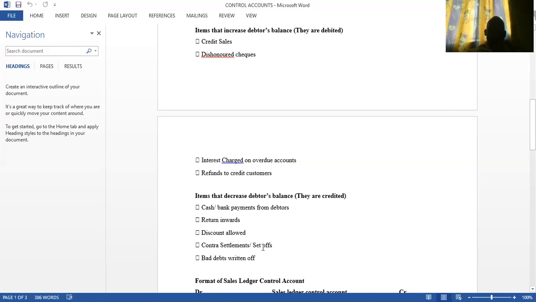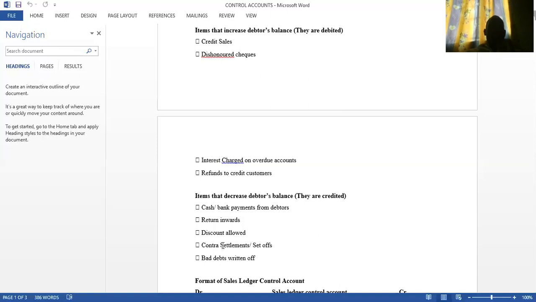When we go to the contra settlement or a set-off, it is a case whereby the business and the debtors are actually operating in such a way that the business owes the debtors a certain amount, while the debtors owe the business a certain amount of money. So the two of them are actually debtors and creditors of one another. If, for example, person A and person B are operating in such a way that A buys goods on credit from B and B buys goods on credit from A, then you find that A is supposed to pay B and B is supposed to pay A.